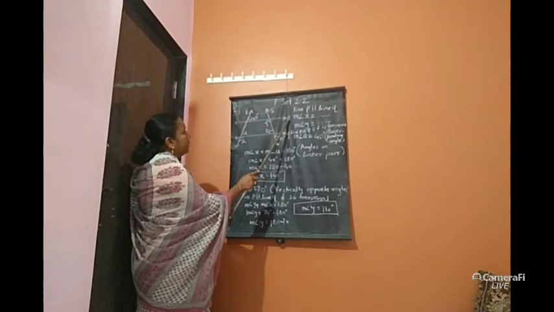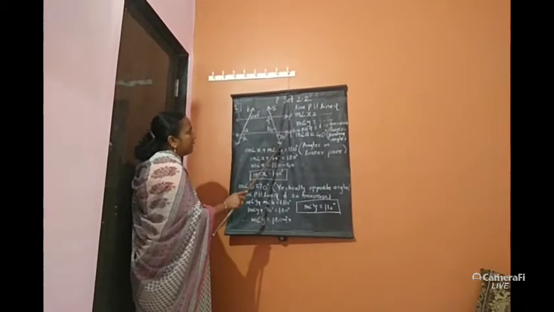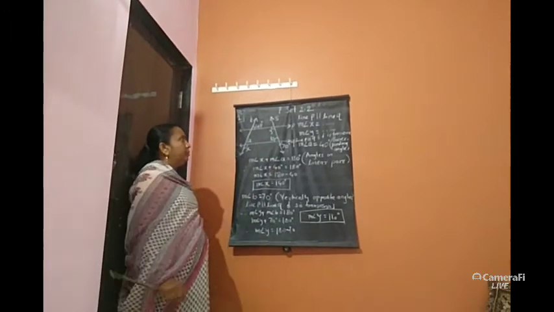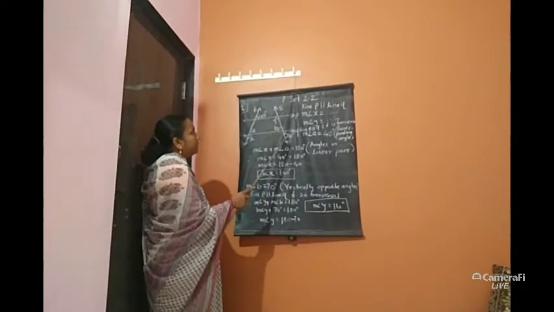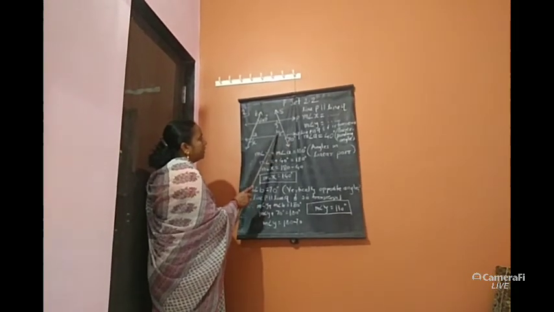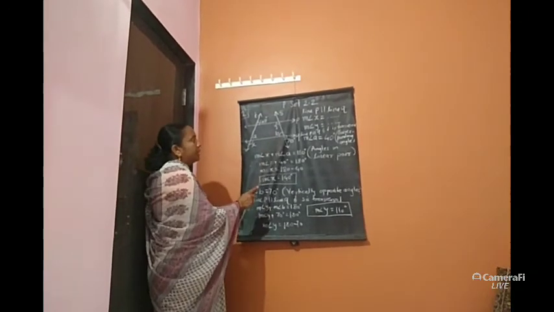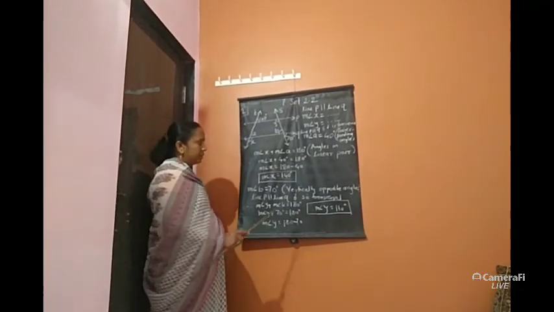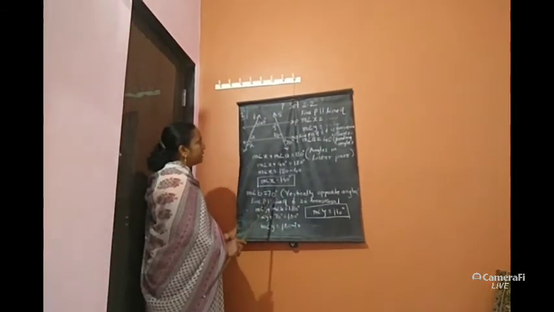Now we take line P parallel to line Q, and S is the transversal. By using this, we can find the measure of angle y. In this figure, here is angle B, and it is vertically opposite to this angle. Vertically opposite angles are congruent. These are the vertically opposite angles. Therefore, the measure of angle B is equal to 70 degrees.